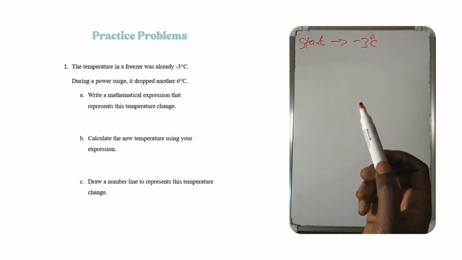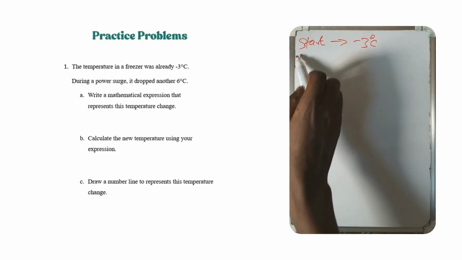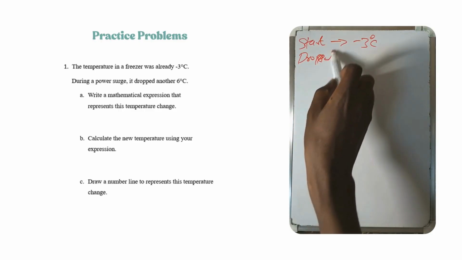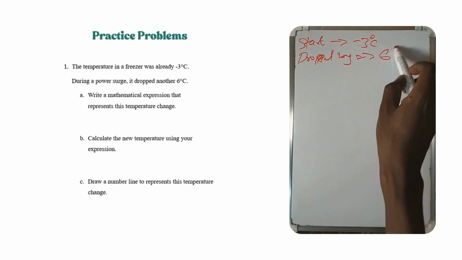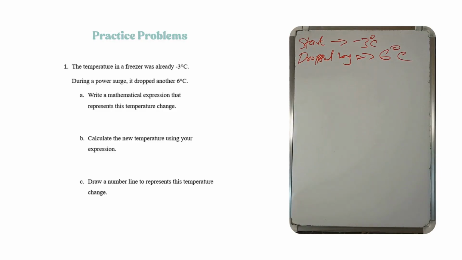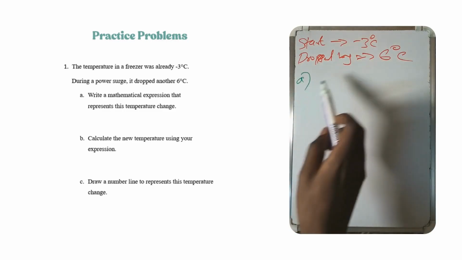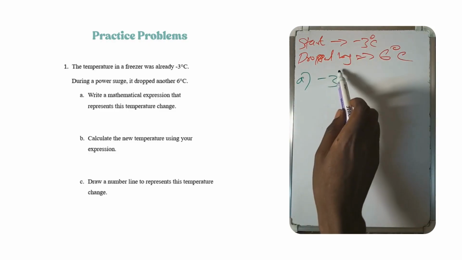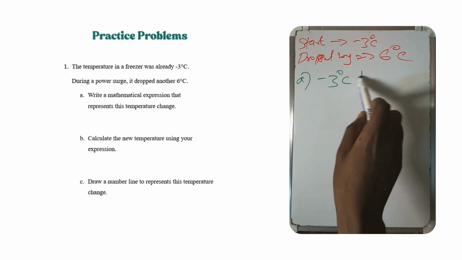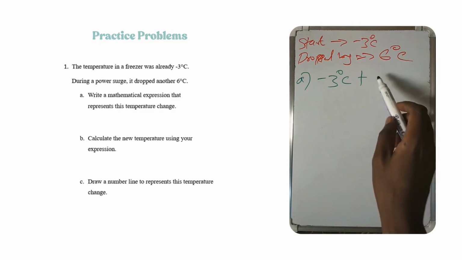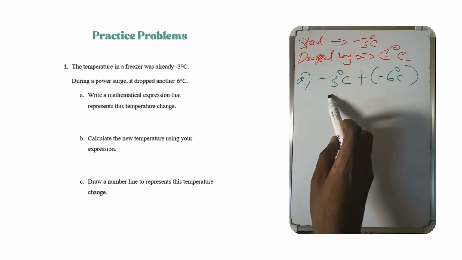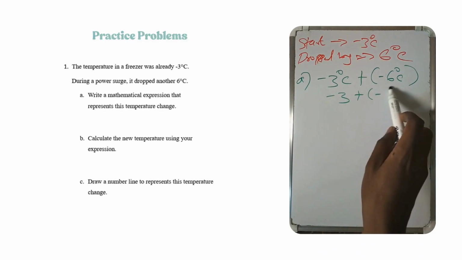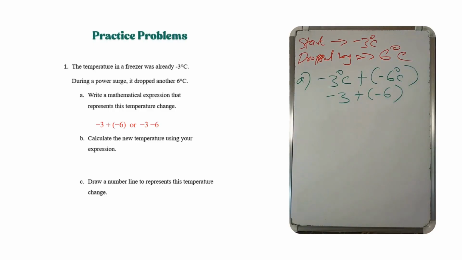The temperature dropped by another 6 degrees Celsius. Now let's write a mathematical expression for this. For A, the start is negative 3 degrees Celsius, and then plus the drop. As the drop is going down, it will be negative 6 degrees Celsius. So our mathematical expression can be negative 3 plus negative 6.